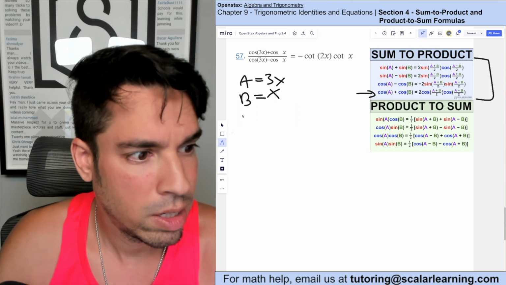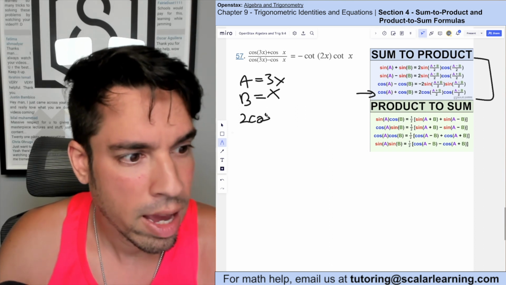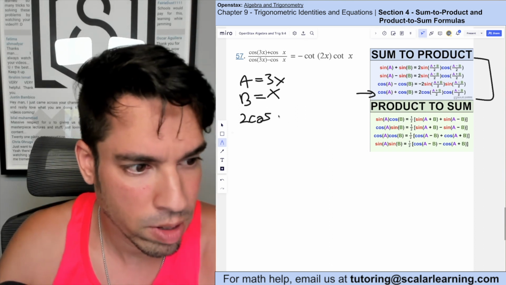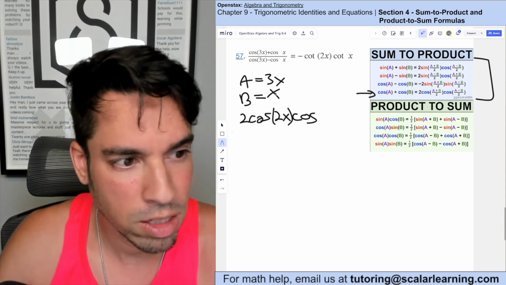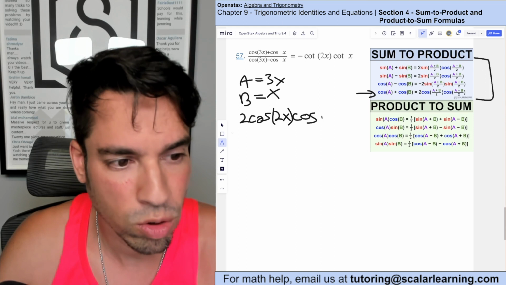And then it's going to be 2 cosine of (a plus b) divided by 2. That's 4x divided by 2, which is 2x, times cosine of (a minus b). That's 3x minus x, which is 2x, divided by 2 is just x.